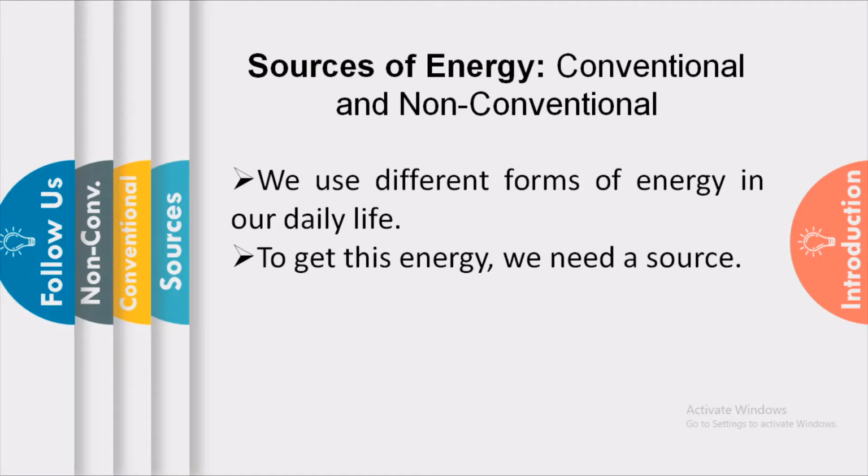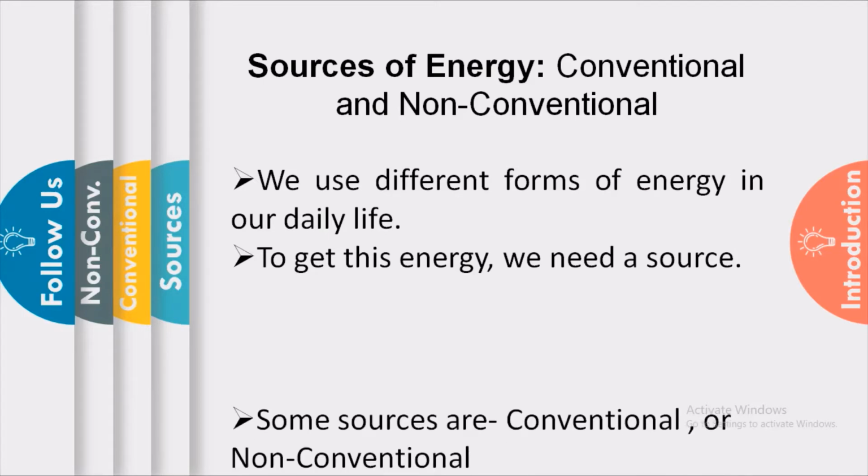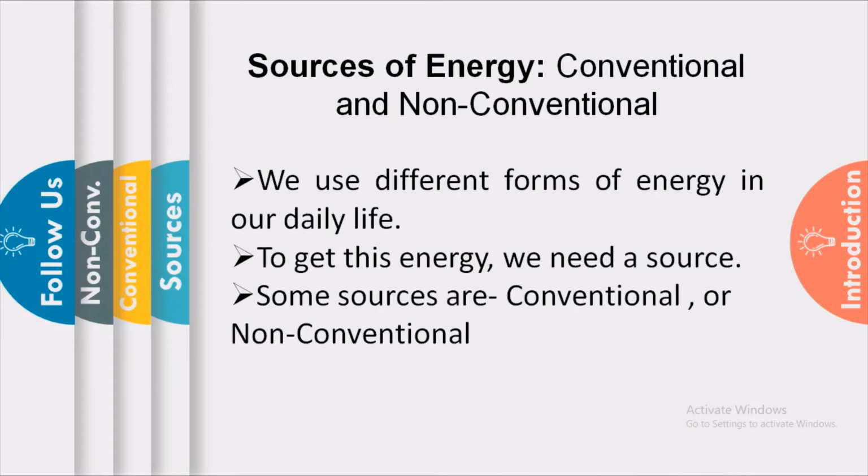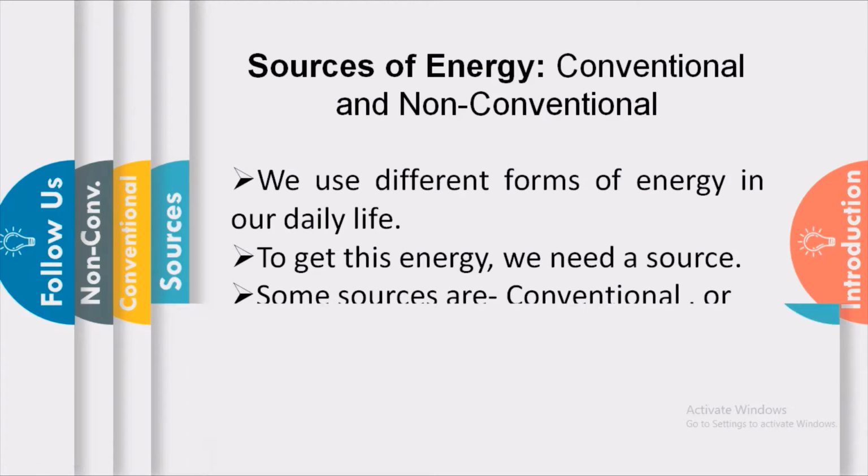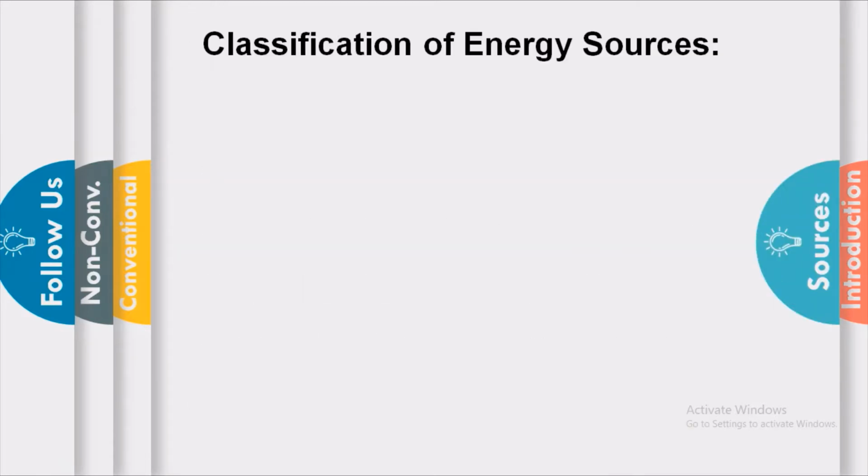Take one more example. Electrical energy to run TV comes from the power plant. The power plant can be hydroelectric, generated from water, or thermal, generated from coal, or solar. Another example, mechanical energy to walk comes from our body, and chemical energy to run vehicles comes from burning petrol. So energy comes from different sources. We can say that some sources are conventional or non-conventional. So let us discuss the classification of energy sources.